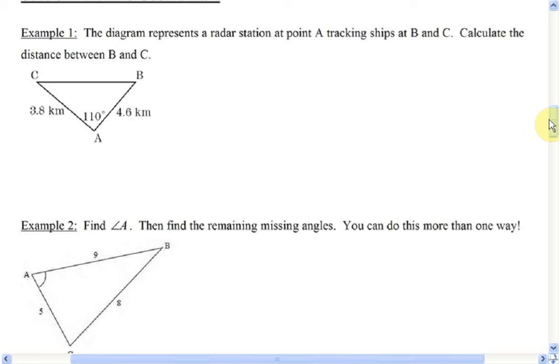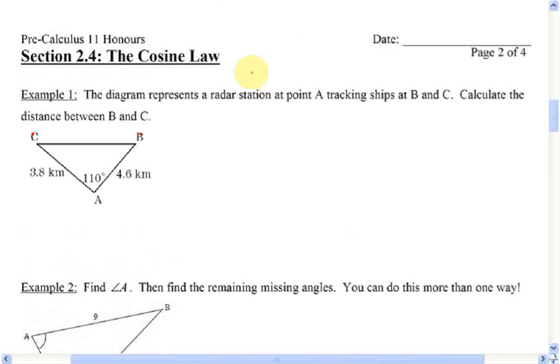Okay, here's example number 1. Diagram represents the radar station at point A, tracking ships B and C. So these are ships B and C, okay? And I want you to calculate the distance between them. So if you want to write down the formula again, you can. I'll write it up here. A squared plus B squared minus 2AB cosine of angle C equals C squared.